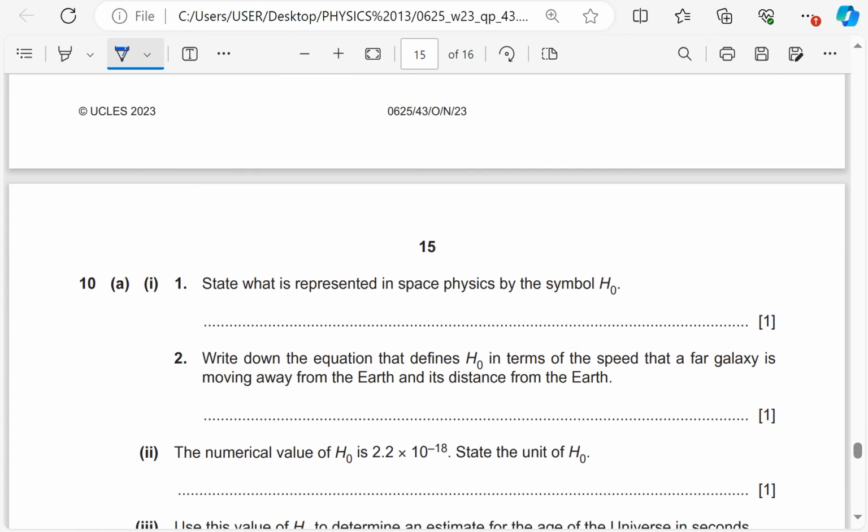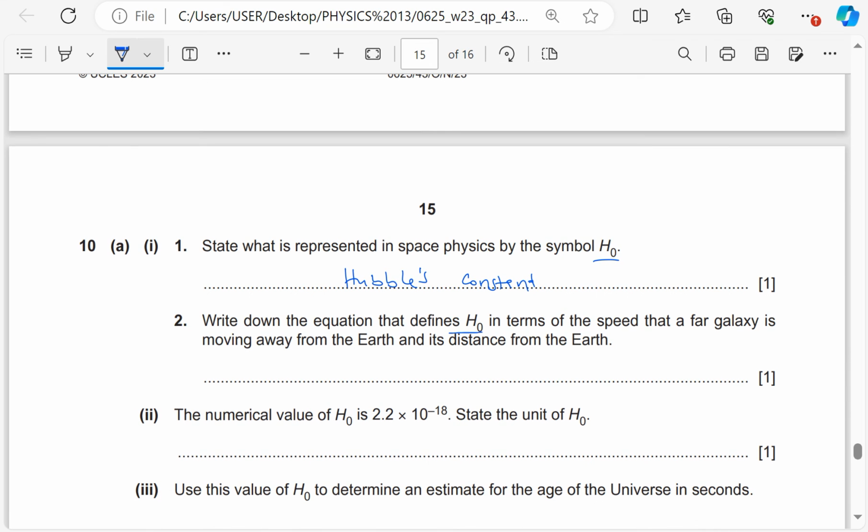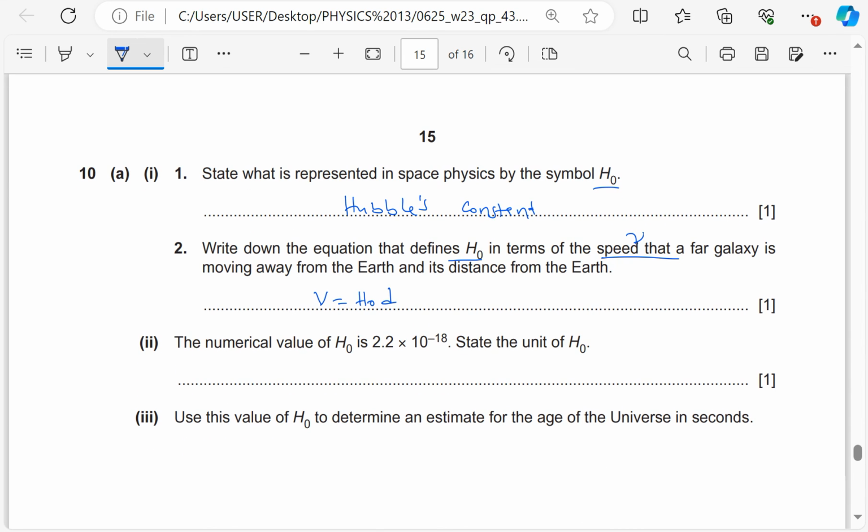Then state what is represented in space physics by the symbol H naught. Of course, this is Hubble's constant. Write down the equation that defines H naught in terms of the speed of the galaxy moving out from the Earth and its distance. Of course, we know that v is equal to H naught times d. The numerical value of H naught is 2.2 times 10 to the power of minus 18. State the unit of H naught. Of course, this is per second.